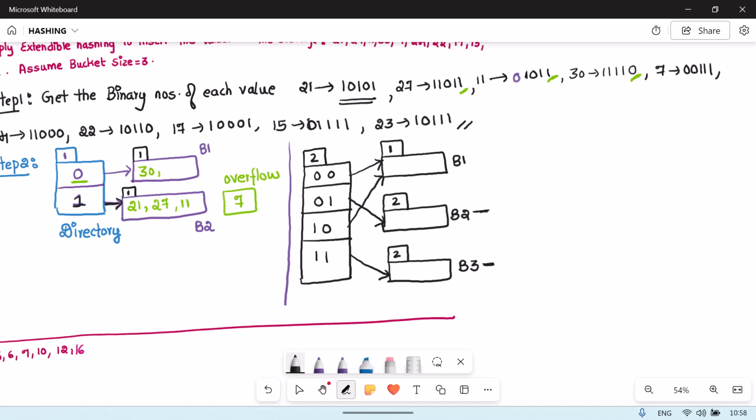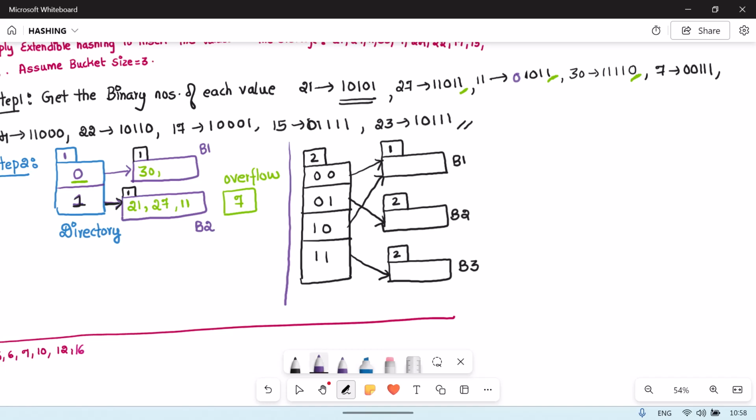So the one which did not split, that is B1, is getting more than one connection, whereas the one which has been split is only getting one connection. See, B2 only got one connection and also B3 got one connection. Correct? Now again, you will have to put the values.